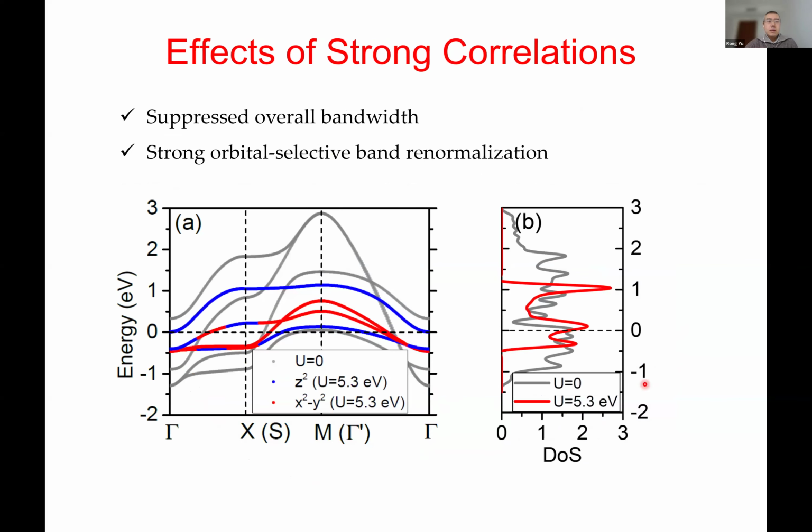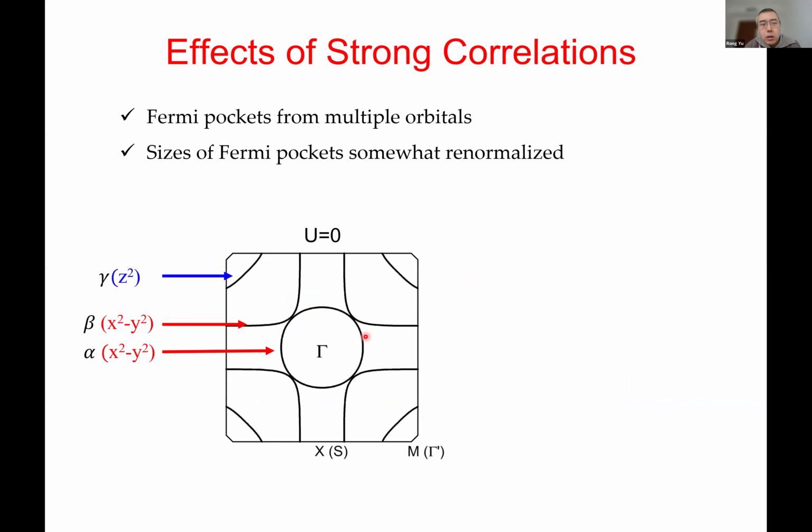Okay, so this strong correlation effect substantially suppresses the overall bandwidth of the system, which is seen in this density of states for the d orbitals. And it also causes a strong orbital-dependent band renormalization. In particular, there is a very flat band lying right at the Fermi level, which has the dz square orbital character. It also causes a renormalization of the Fermi surface.